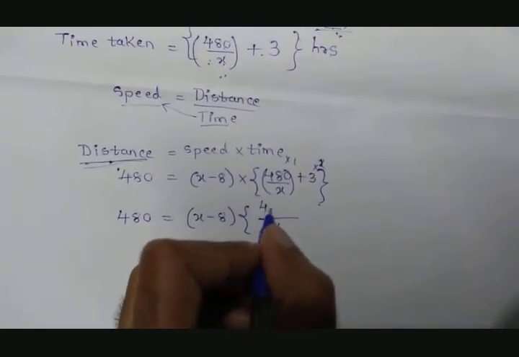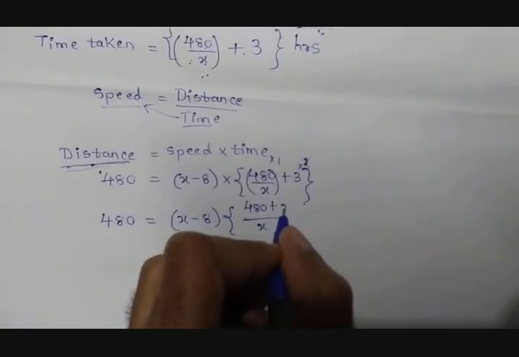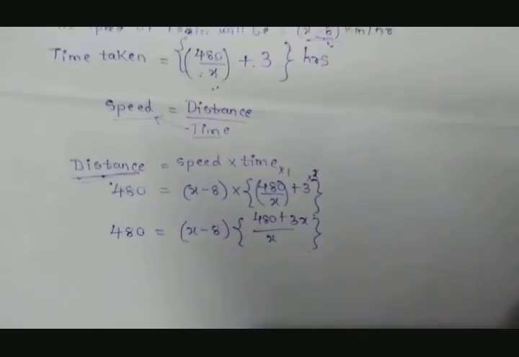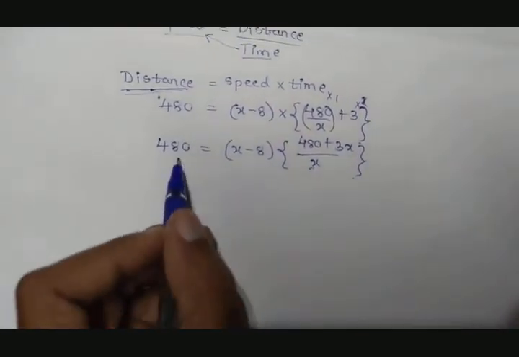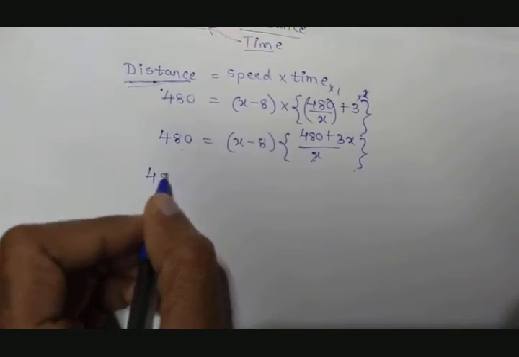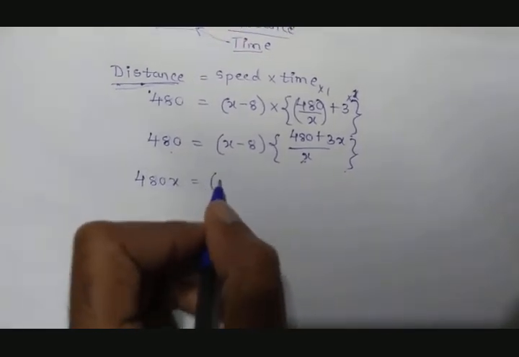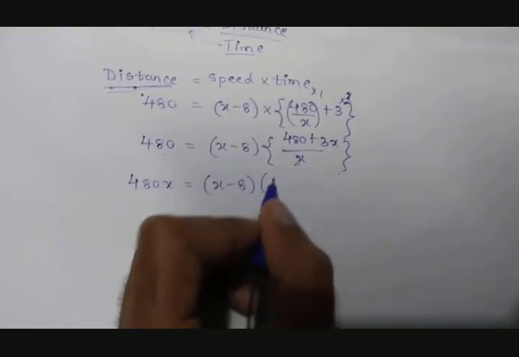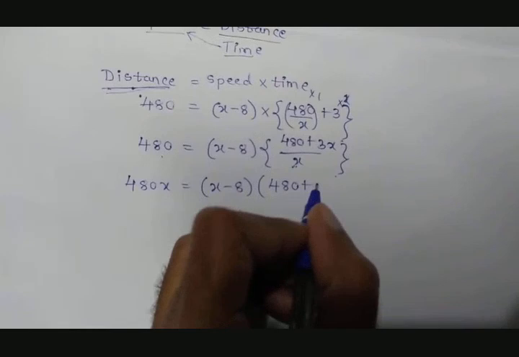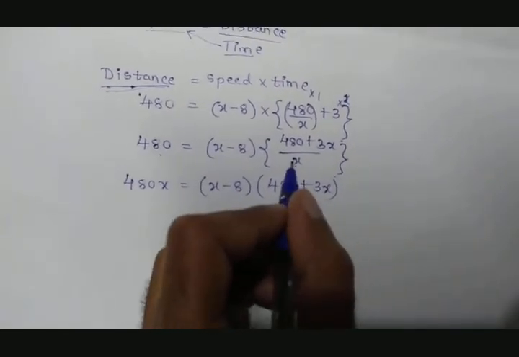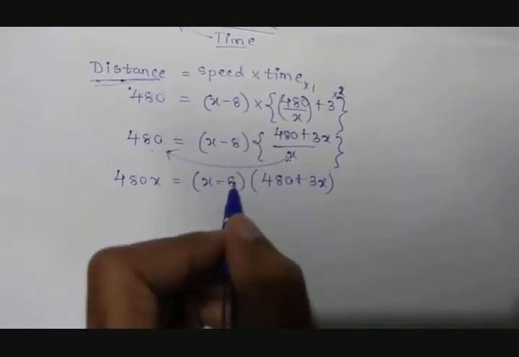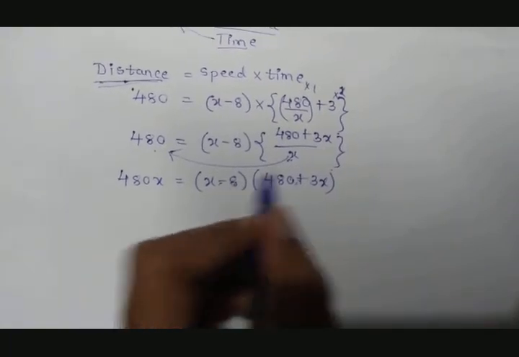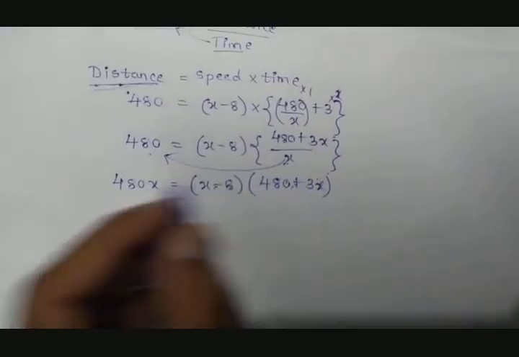So in the numerator we will be having 480 plus 3x. Clear? Now just cross multiply x to the LHS. So it becomes 480x is equals to x minus 8 into bracket 480 plus 3x. So why did I just cross multiply this? So that the simplification becomes easier. So we will be having two brackets and you will be able to easily multiply.